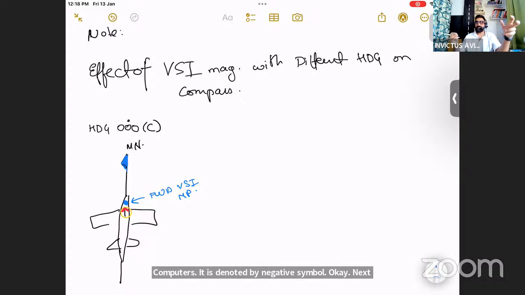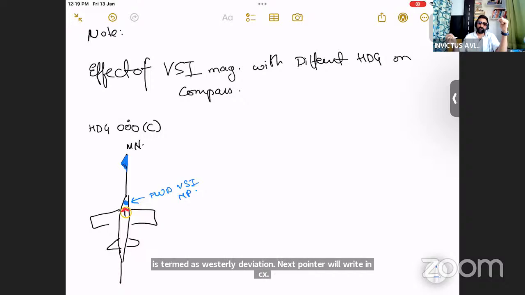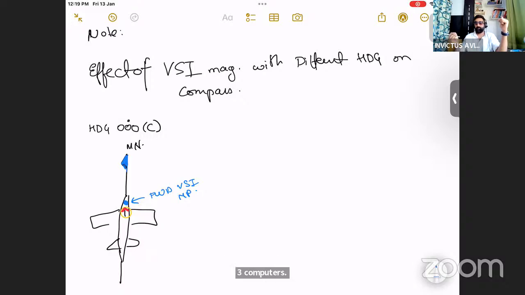Next point you'll write about deviation. When the compass north is on the left of magnetic north, that is on the west of magnetic north, it is termed as westerly deviation. Next point you will write. In CX3 computers, it is denoted by plus symbol.